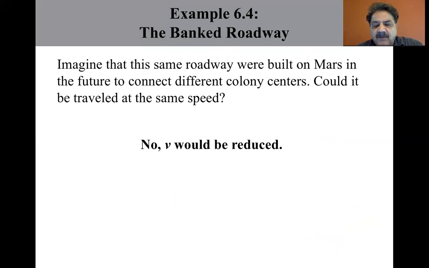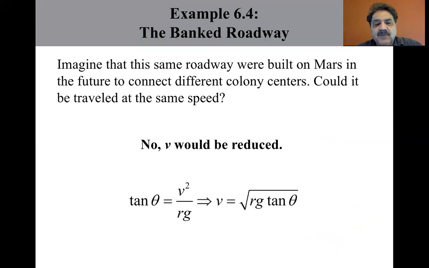Mathematically, notice that if we solve our equation, tangent theta equals v squared divided by rg, for v, we see that the speed v is proportional to the square root of g for a roadway of fixed radius r, banked at a fixed angle theta. Therefore, if g is smaller, as it is on Mars, the speed v with which the roadway can be safely traveled is also smaller.